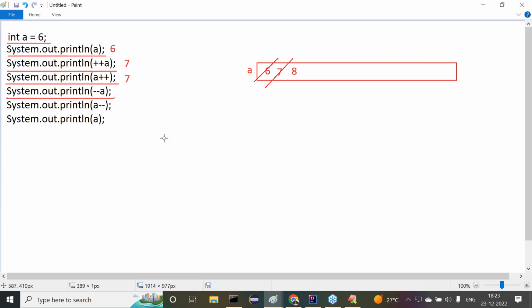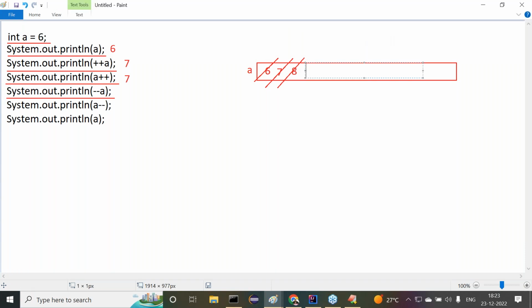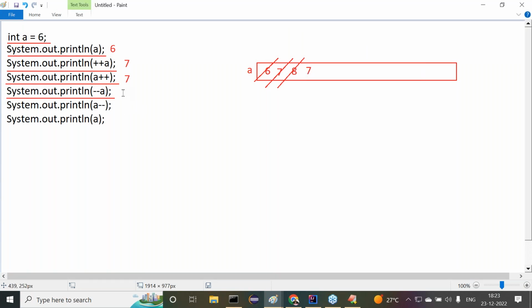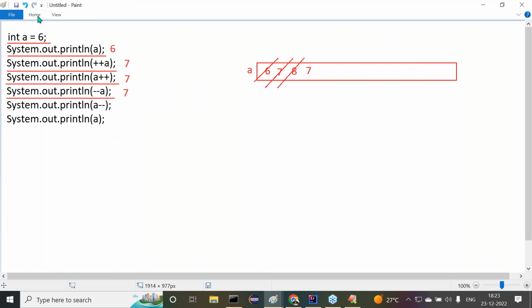Next one after that, System.out.println of --a. Pre-decrement means first the value must be decremented by 1. The a value, 8, is decremented by 1, giving 7. The decremented value must be displayed. 7 is displayed here.